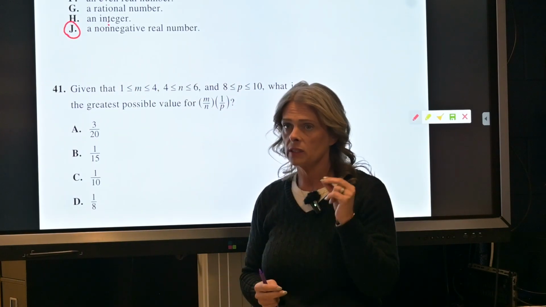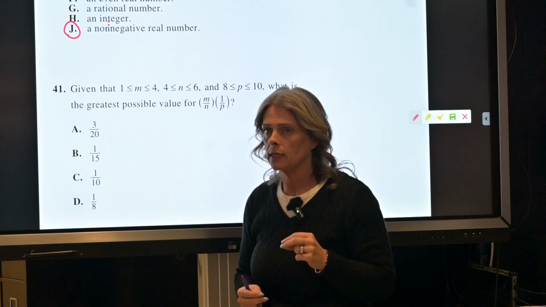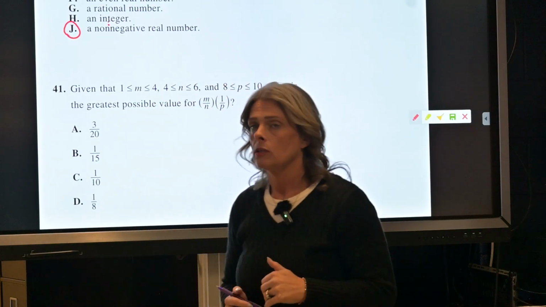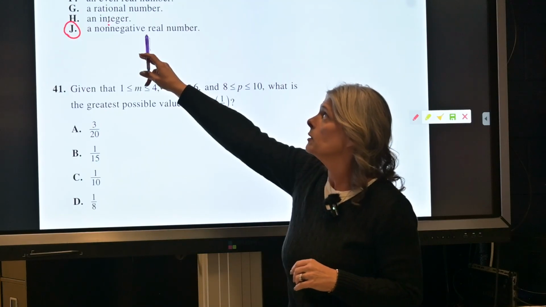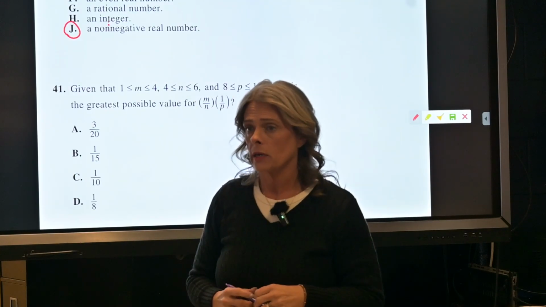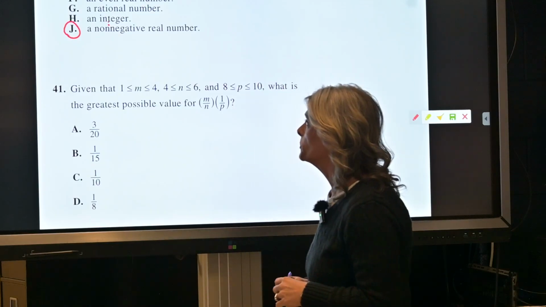Anytime you have an even root, you cannot take a negative out. If it was the third root or the fifth root, you could do a negative, but you cannot do it when you have the square root, the fourth root, the sixth root, any of those, okay? It has to be a non-negative number.